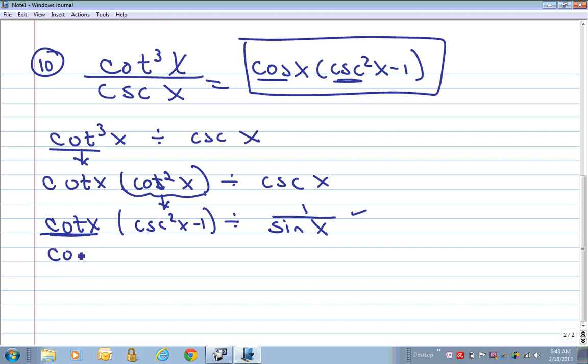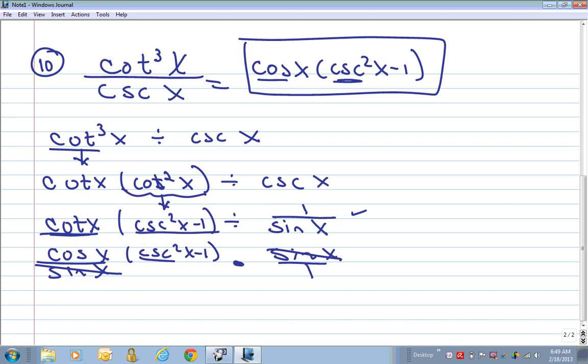So I'm going to write it as cosine x over sine x, and I'm going to continue to write it as cosecant squared x minus 1. And now I'm going to multiply by the reciprocal. I'm going to make it sine x over 1. And I did that because if I'm multiplying, I can make cancellations. I can cancel this with this, and it looks like I'm pretty close to what I want to be. The reason I didn't change this is because this is already here, and that's what I wanted.